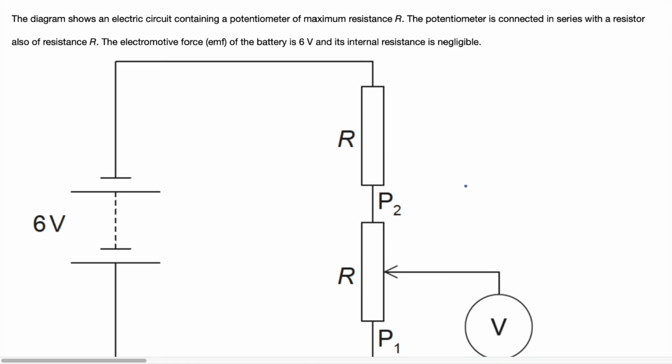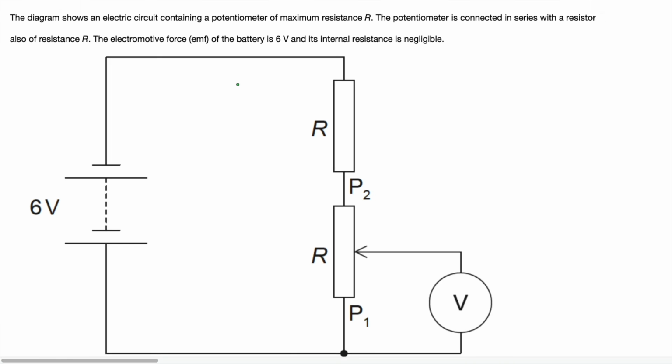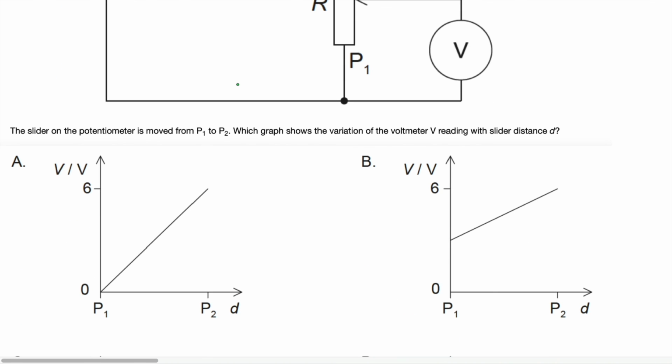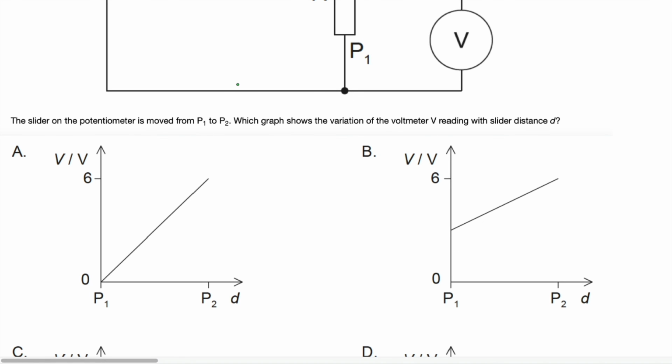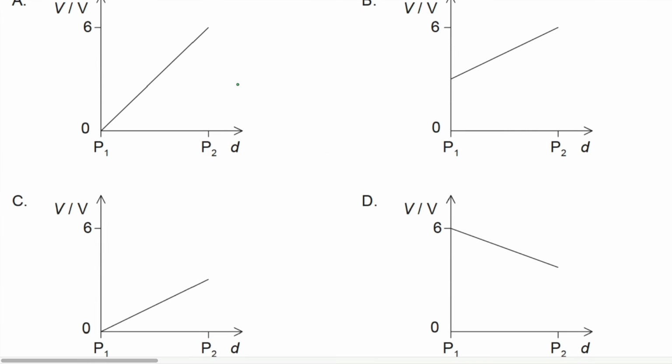The diagram shows an electric circuit containing a potentiometer of maximum resistance R. The potentiometer is connected in series with a resistor also of resistance R. The electromotive force of the battery is 6 volt and its internal resistance is negligible. The slider on the potentiometer is moved from P1 to P2. Which graph shows the variation of the voltmeter V reading with the slider distance D?